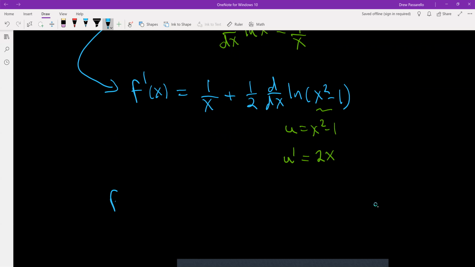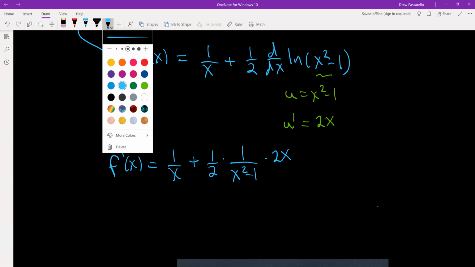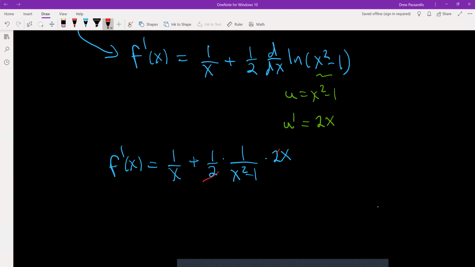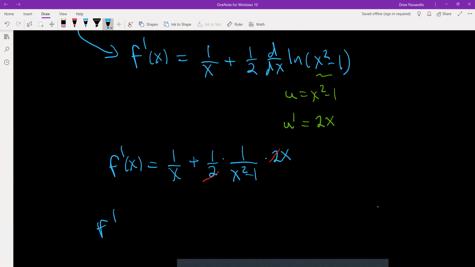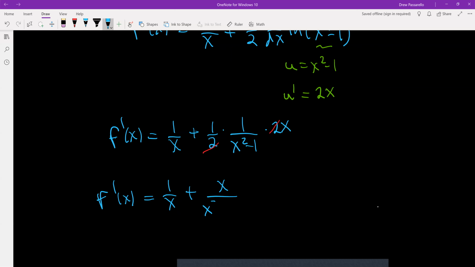So this turns into, so we have f prime of x equal to 1 over x plus 1/2 times 1 over x squared minus 1, that's our 1 over u, 1 over u times u prime. Well, u prime is 2x. And then I can cancel out the 2's. So I have x over x squared minus 1. And then I would be fine with that as the answer.